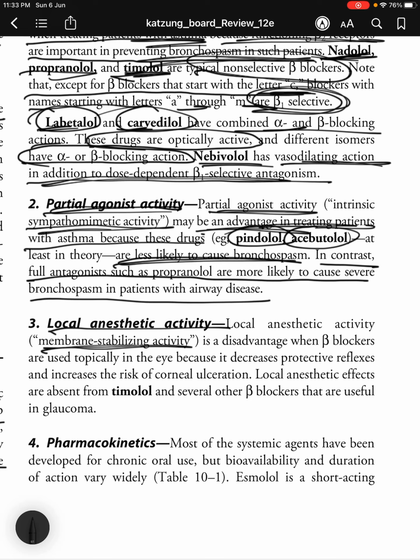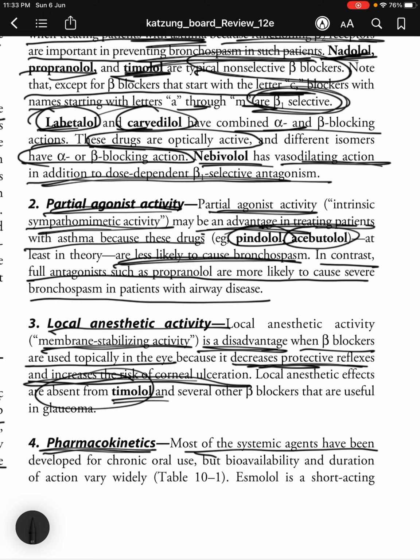Local anesthetic activity or membrane stabilizing activity is a disadvantage when beta blockers are used topically in the eye because it decreases the protective reflexes and increases the risk of corneal ulceration. Local anesthetic effects are absent from timolol. It is timid, okay, so it cannot stabilize. It is not powerful enough to stabilize a membrane. So local anesthetic effects are absent from timolol and several other beta blockers that are useful in glaucoma.